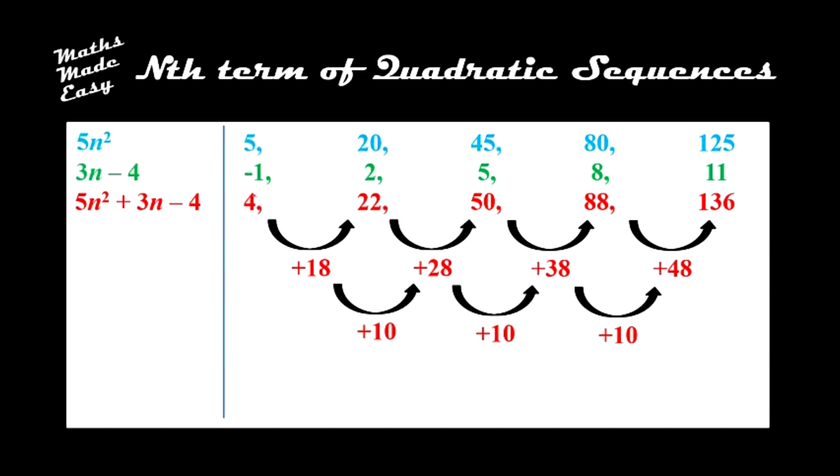So if we write that in, it's quite simple. All you do is combine your blue bit with your green bit, and then you get your answer, which was the nth term of the sequence.